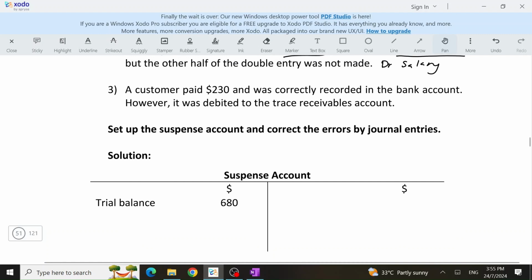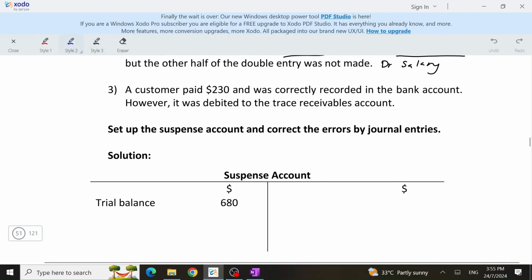Debit bank, confirm? Yes, okay, debit bank. Because customer pay, so debit bank. They say correctly, so this one is correct. Debit bank. Okay, so by right, when a customer pays you, you debit bank. Where do you credit? Trade receivables.